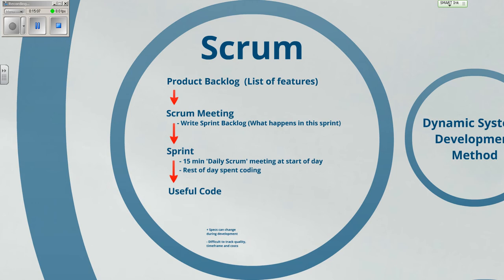And that's the complete thing. So you start with your product backlog, you decide on what your list of features are. Then you have a Scrum meeting, and then you write your sprint backlog. So you decide what you're going to do in your first sprint, and then you do your sprint.